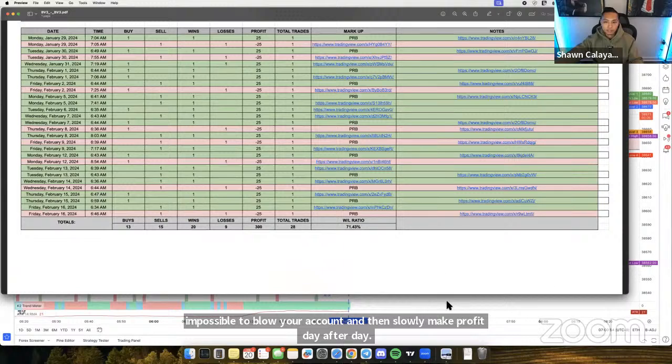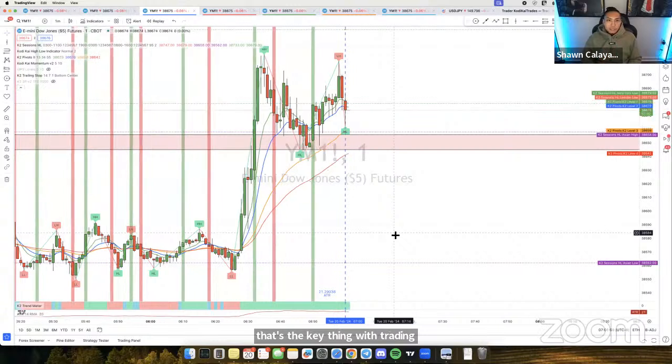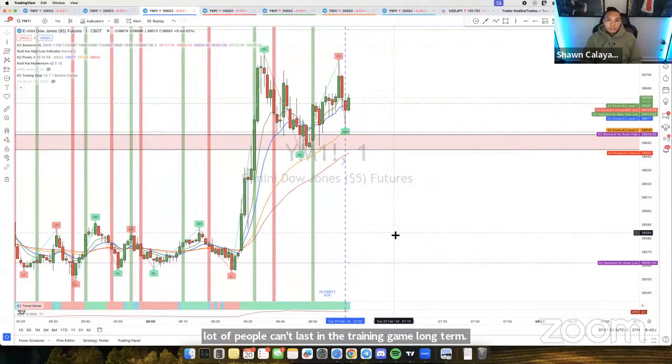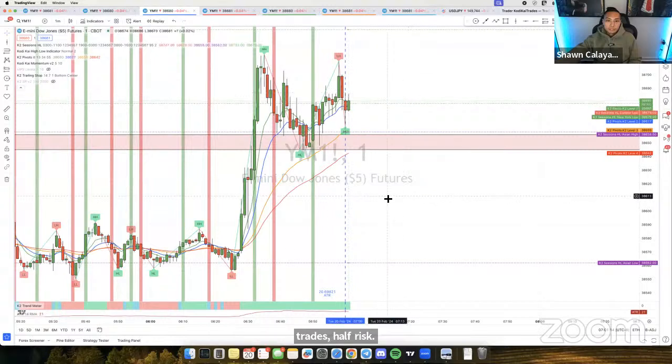And I think that's the key thing with trading. It's easy to make profit right away, but a lot of people can't last in the trading game long term. So I'm basically giving you the blueprint to be a consistently profitable trader long term. You take 2 trades, half risk, and it allows you to just flow with the market.